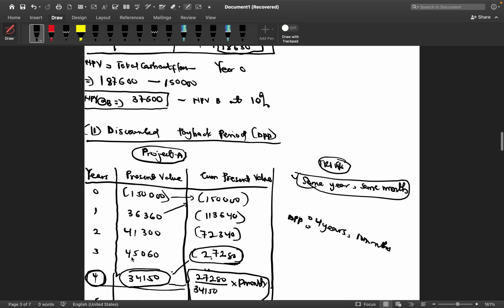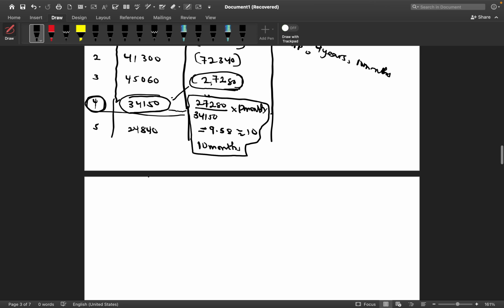So now, this is project A. I'm going to project B. So project B for discounted payback period. The same years. Present value. Cumulative present value, so I'll do it as cum PV, just to shorten it.